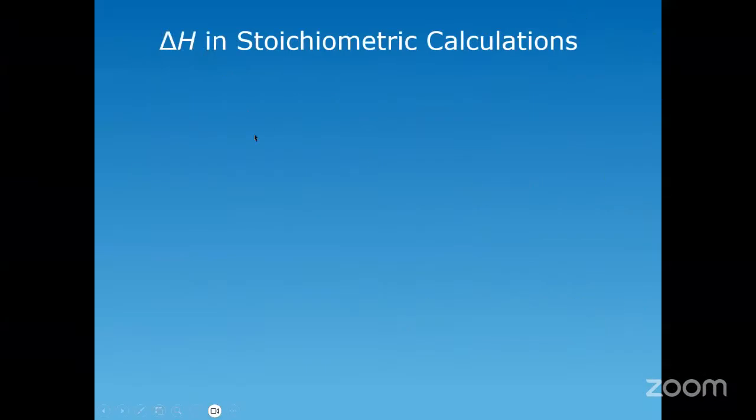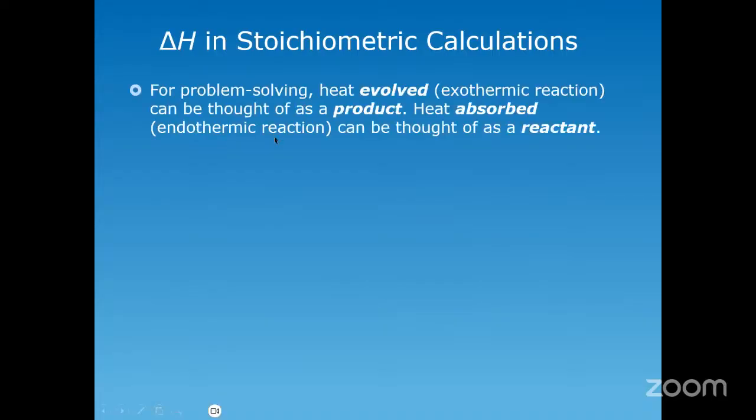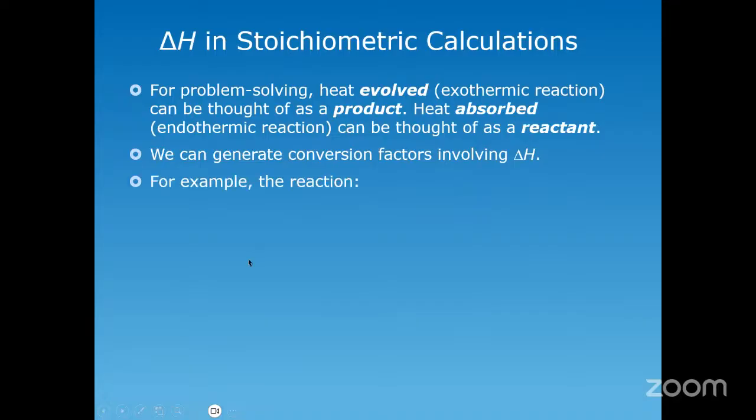Okay, now we're going to get into how we deal with delta H and stoichiometry. How does the stoichiometry affect the value of delta H? Basically, we can look at heat evolved as being a product and heat absorbed as being a reactant for the purposes of these calculations. Based on that, we can generate conversion factors involving delta H. So here's an example. Let's say we have the reaction between hydrogen and chlorine to form 2 HCl, and delta H for that reaction is equal to minus 184.6 kilojoules.